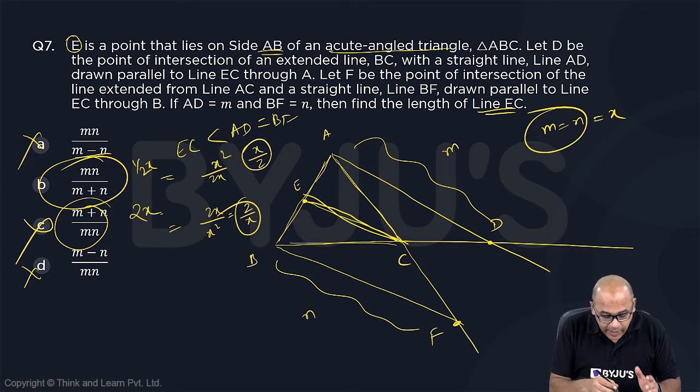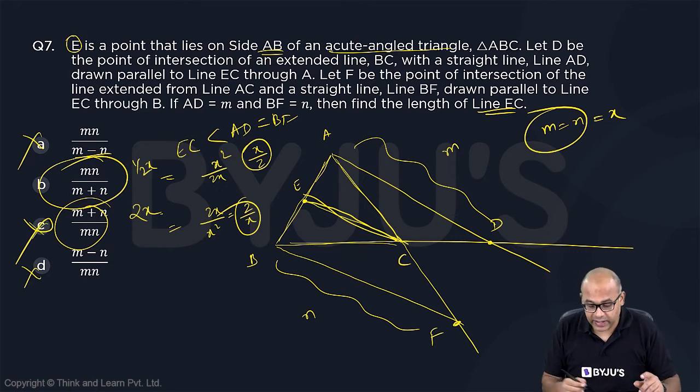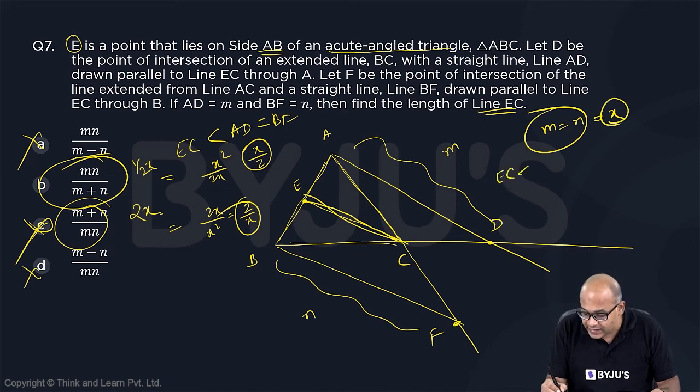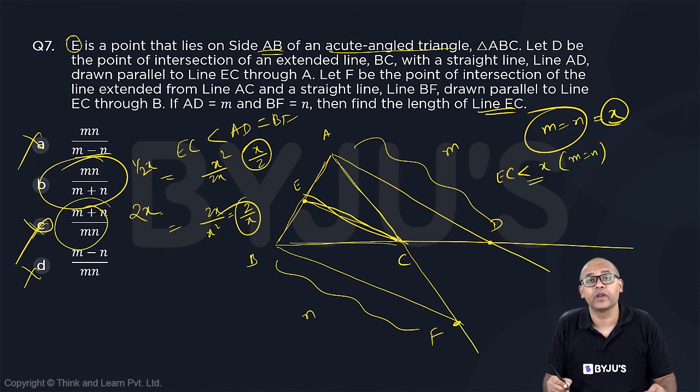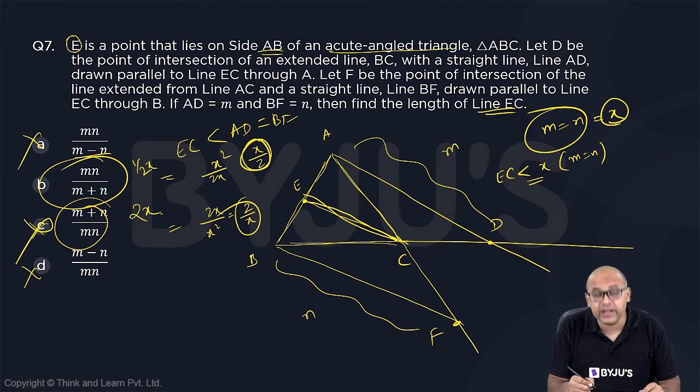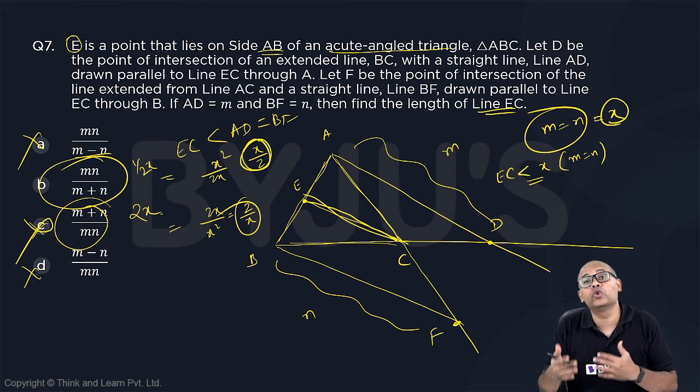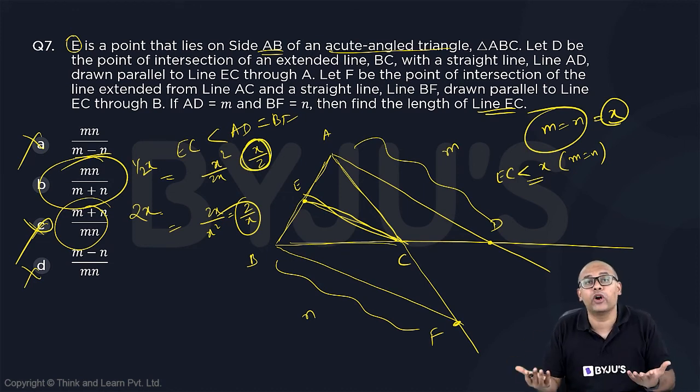Right. So why am I rejecting option C? That is important for you to understand. We are looking at the length of EC. Remember, x is the length of M and N, and we know that your EC is less than your x value, which is basically nothing but M equal to N. Right? Which means x by 2 clearly is less than x, whereas 2 by x may or may not be less than x depending upon what is the value of x.